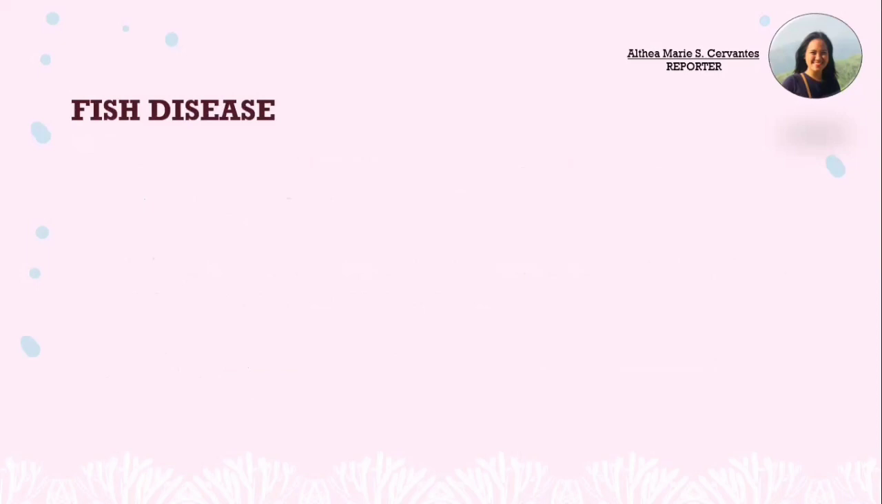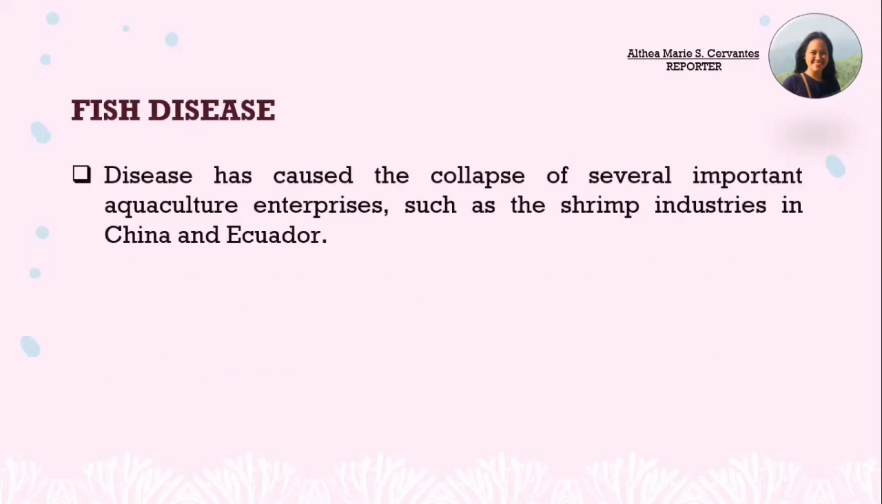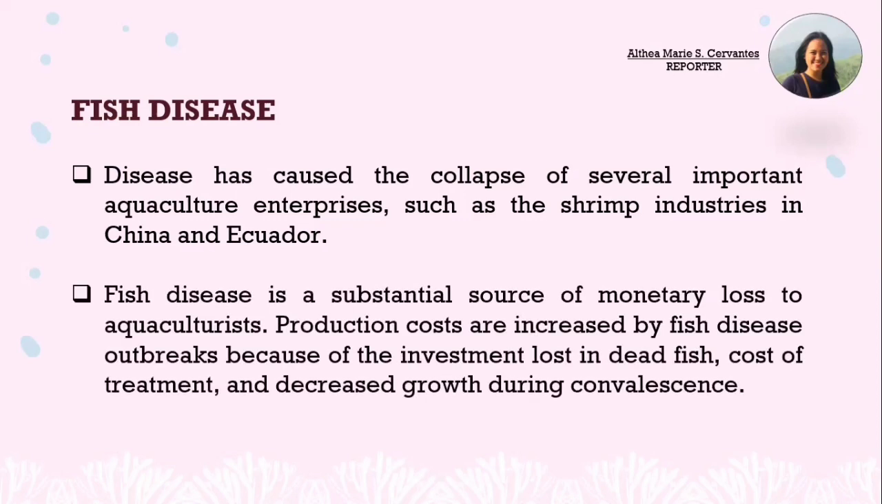Fish disease. Disease has caused the collapse of several important aquaculture enterprises, such as shrimp industries in China and Ecuador. Fish disease is a substantial source of monetary loss to aquaculturists. Production costs are increased by fish disease outbreaks because of the investment loss in dead fish, cost of treatment, and decreased growth during convalescence.